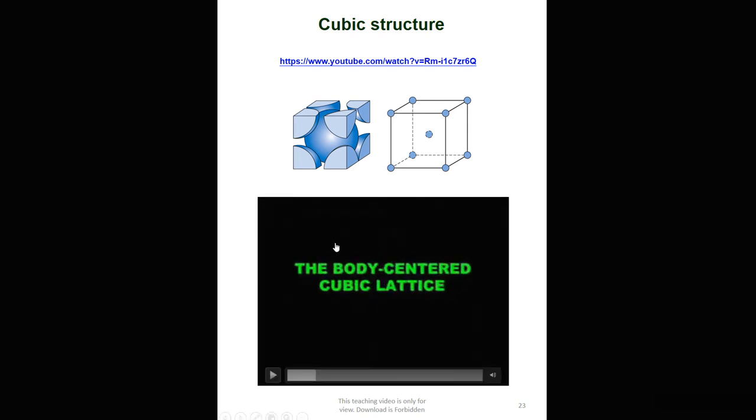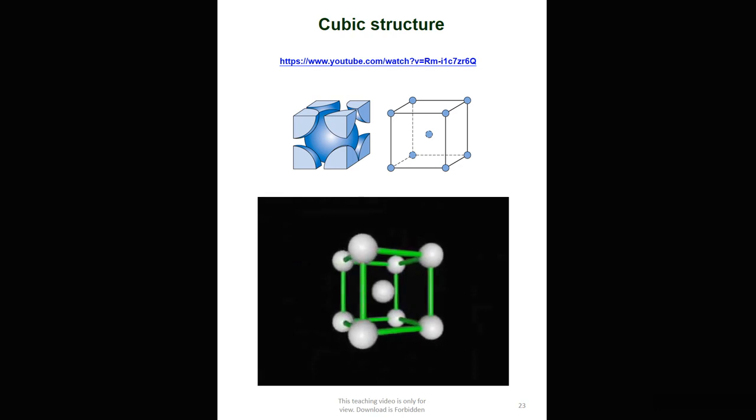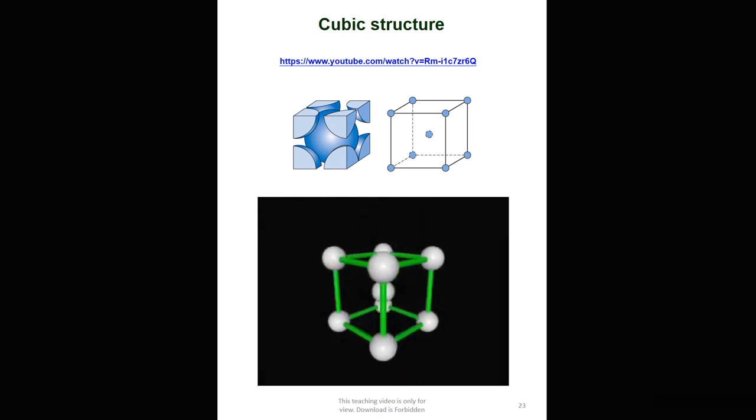Now, why do we need to discuss the body center? Because at room temperature, the steel stays in the body-centered cubic status. The body-centered cubic lattice contains the same 8 vertex atoms as the simple cubic lattice, but with 1 body atom in the center of the cell.